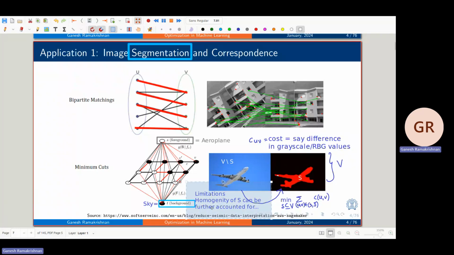I mean, limitations are that you have not accounted explicitly for the homogeneity of S. So this is not sufficient. The stem itself is a very homogeneous thing. We have not looked at that itself. It's just reduced to pixel-based similarity. I've written that as a limitation. Is that okay? Okay, so how do you think this can be optimized?